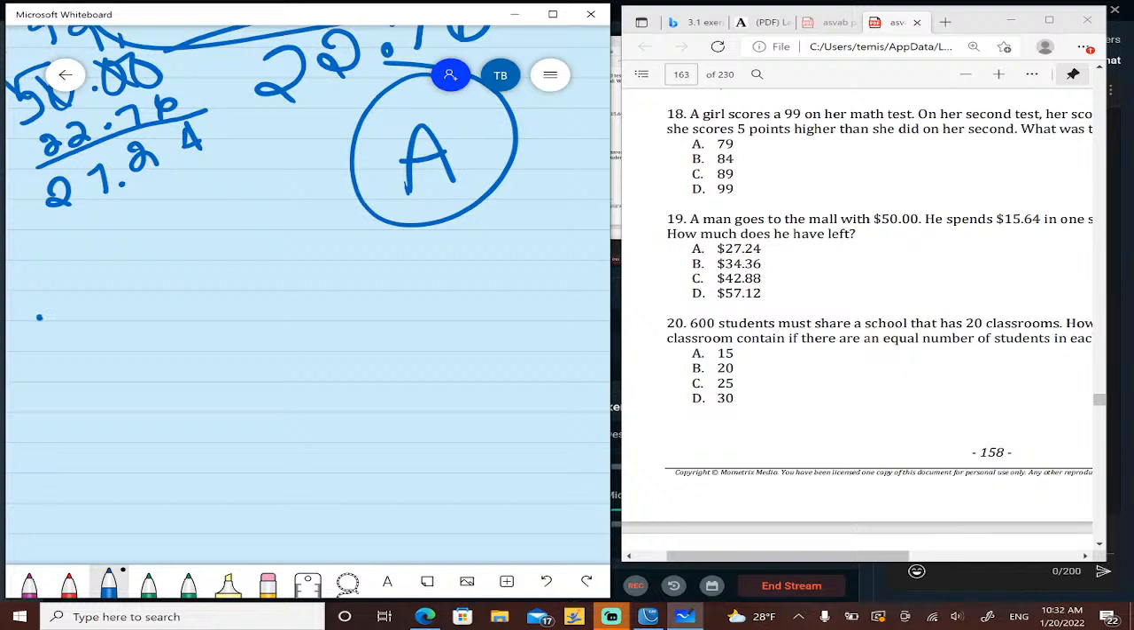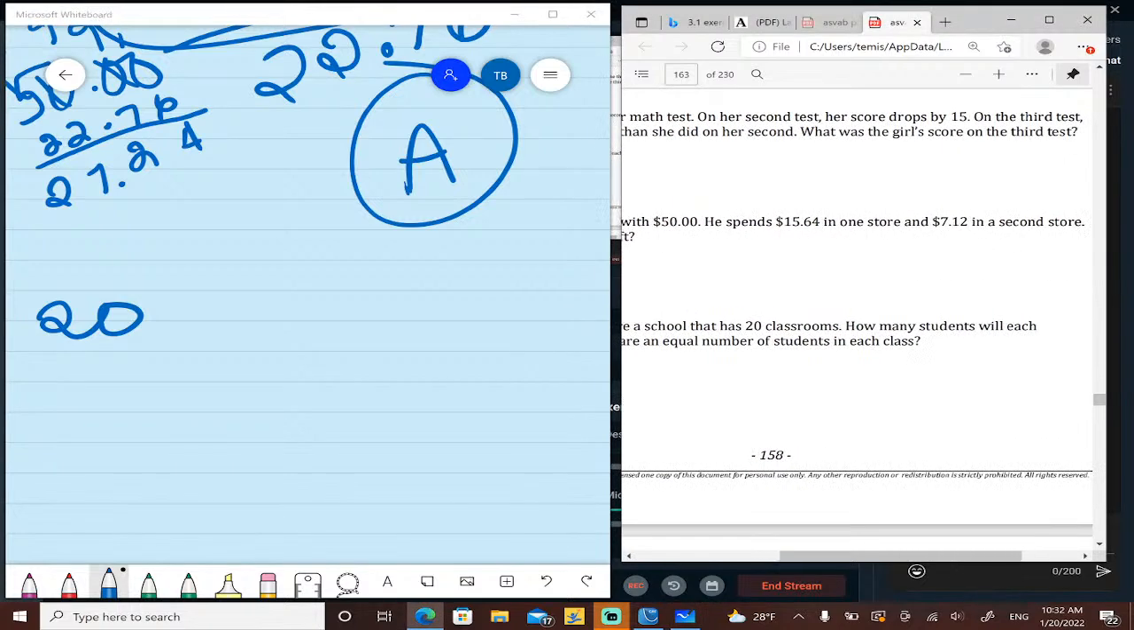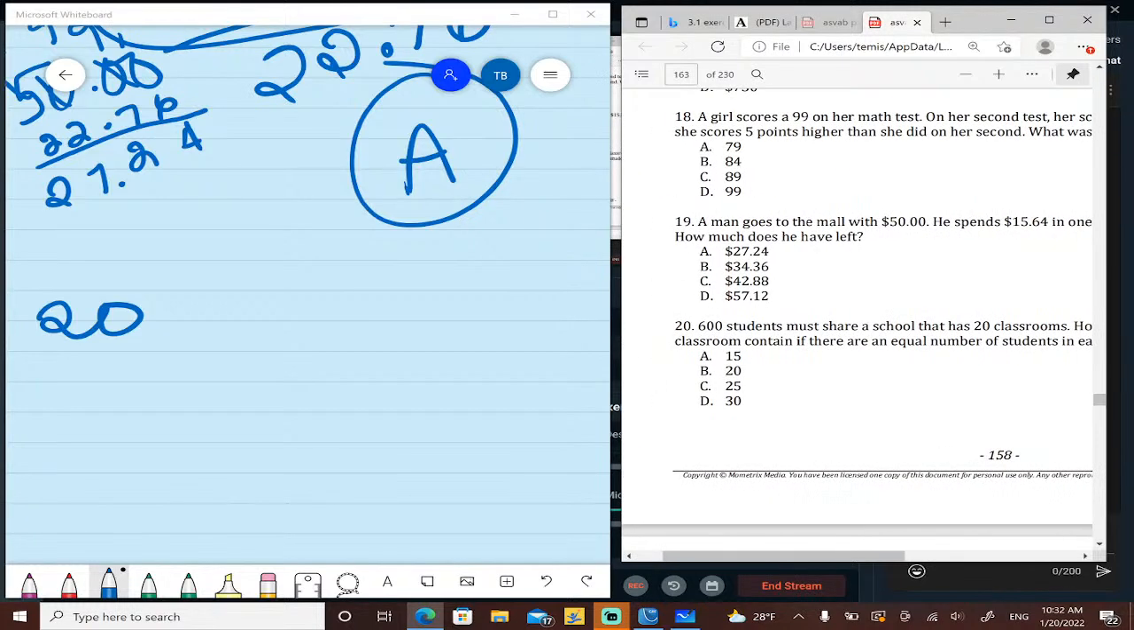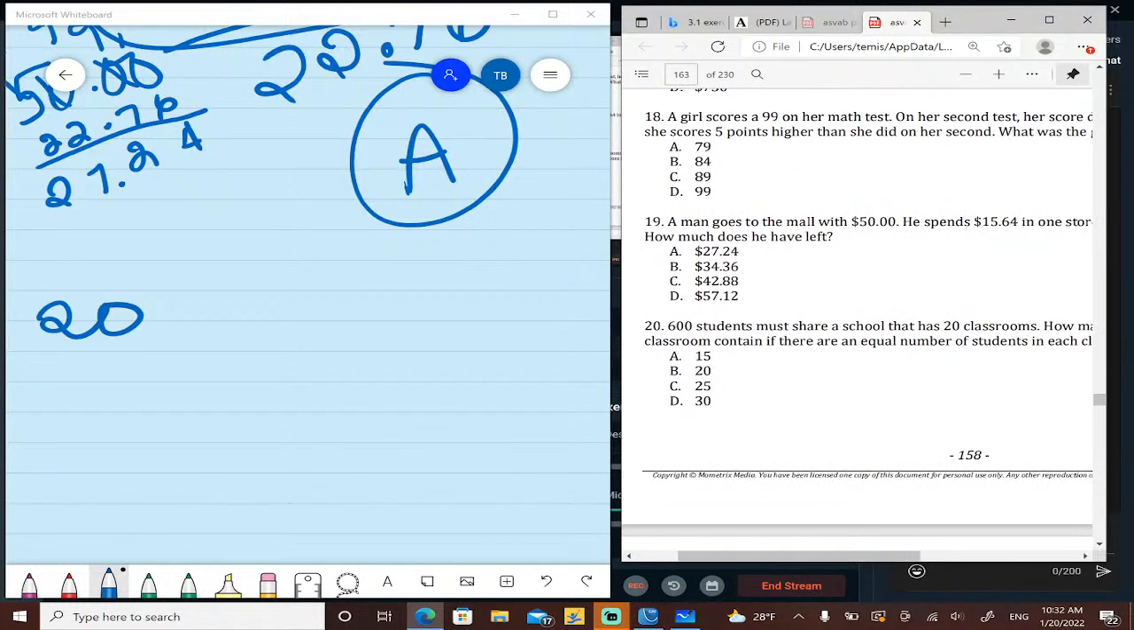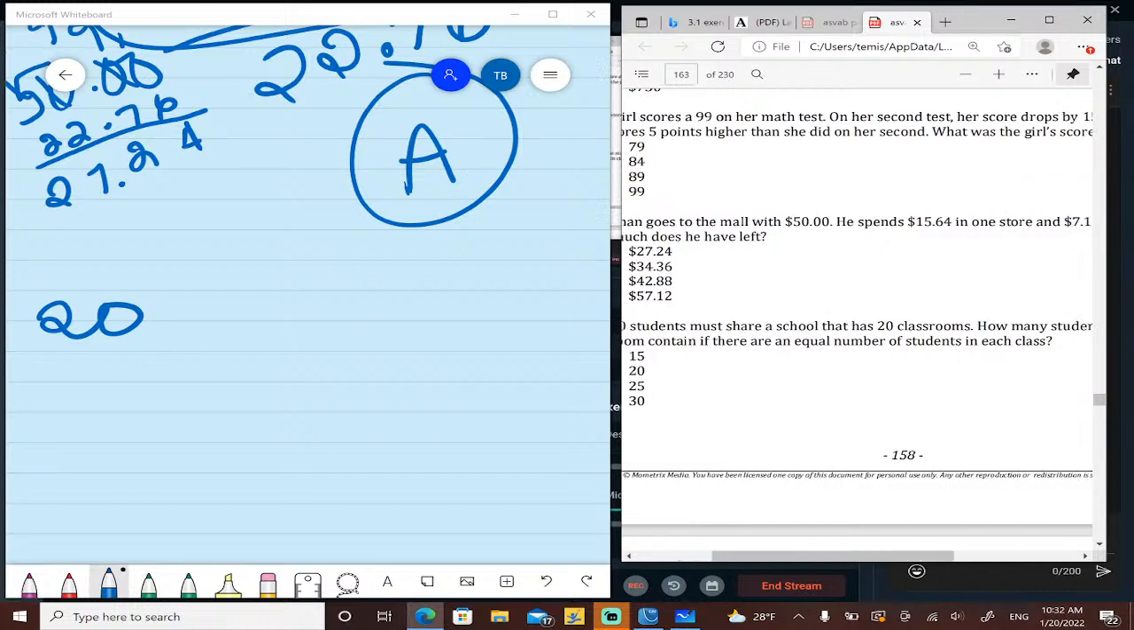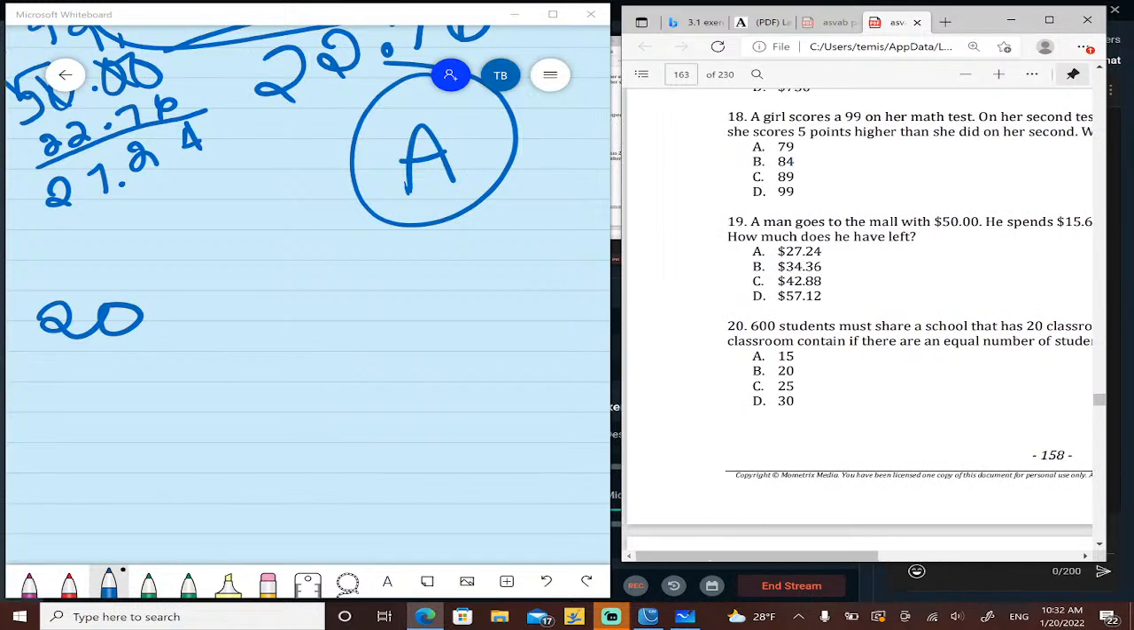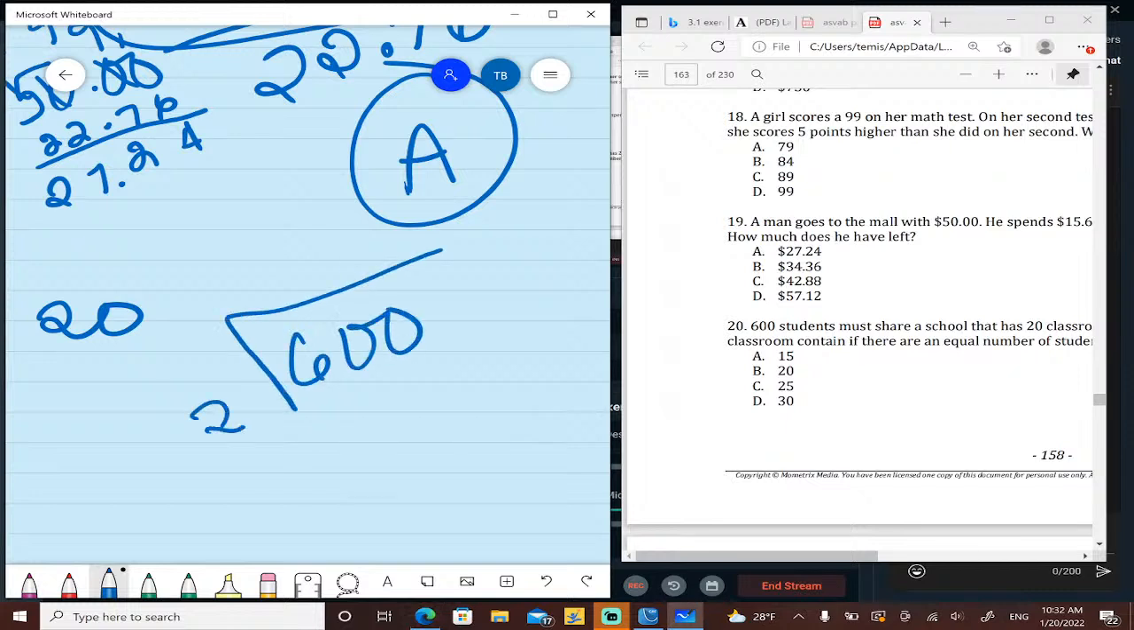Number 20. 600 students share a school that has 20 classrooms. Sounds like a division problem to me. How many students will each classroom contain if there are an equal amount of students in each class? Well, 600 divided by those 20. Of course, our number is 3, because 3 times 2 is 6, and we're not even going to spend no time. D is the answer. I'm not even going to finish it up.